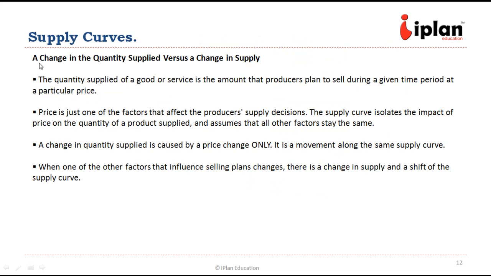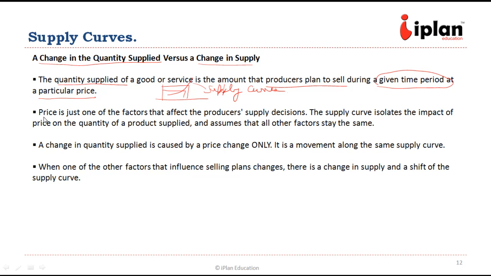Let us look at the change in quantity supplied versus change in supply. The quantity supplied is the amount that producers plan to sell during a given time period at a particular price, right? And the change in this quantity supplied will be given by a change in prices on the same supply curve, and all other factors are assumed to be constant when we are talking about one single supply curve.